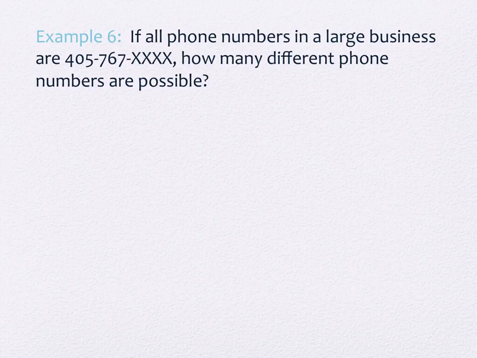So here's our first example for today, example 6. We have phone numbers in a business. This used to be really common. In fact, even on campus, every prefix for our campus is 405 and then 585. I don't know if you guys know that. And then the last 4 numbers are different. So that's what you're seeing in this particular problem. All the numbers in this business are 405, 767, and then they've got 4 numbers after it. We're going to decide how many different phone numbers are possible. So, what do you see this problem as being of our 4 types?